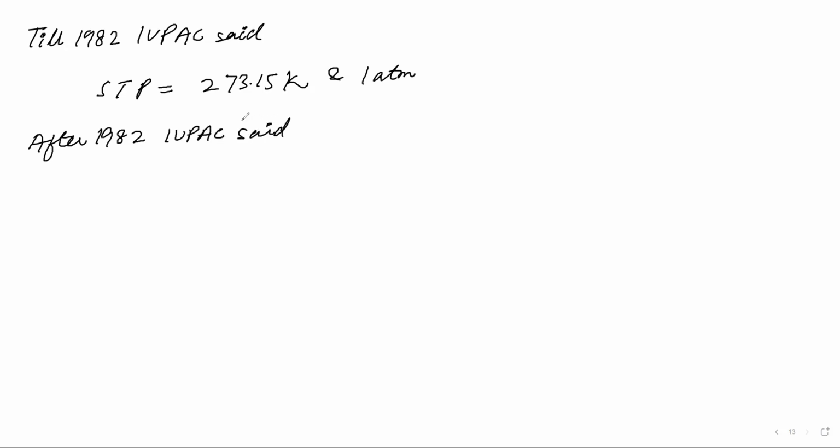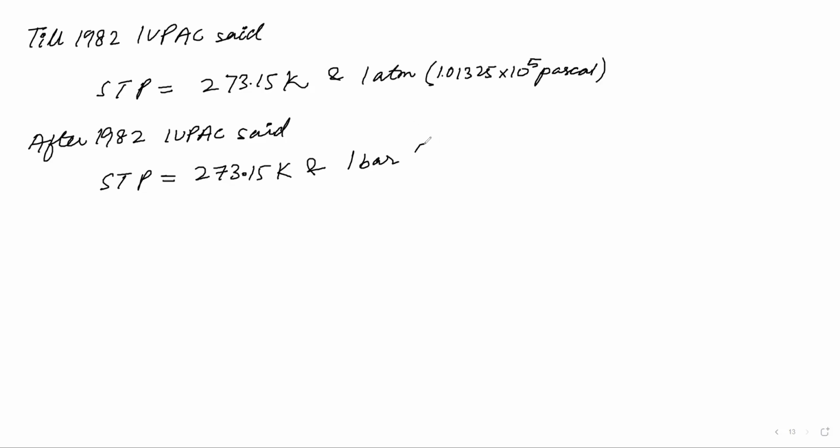What is the convention that is being used now? STP is equal to 273.15 Kelvin and 1 bar. Okay. This one, 1 atm, is equal to how much? 1.01325 into 10 to the power 5 Pascal.